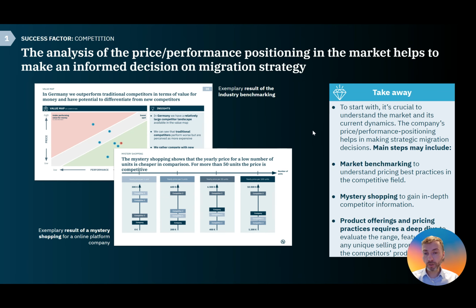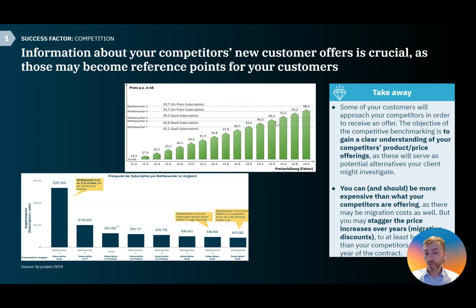Let's start with number 1, competition. So before you start this whole exercise, you should look at what competitive alternatives your customers may have. We're talking about existing customers who, if we offer them a switch to a subscription model with a price increase, may look out for alternatives. The typical thing we do is a mystery shopping. So we check what the competitive offers would be for our client base.